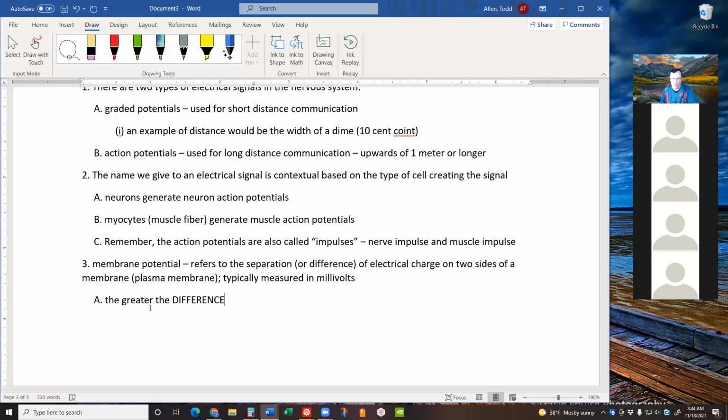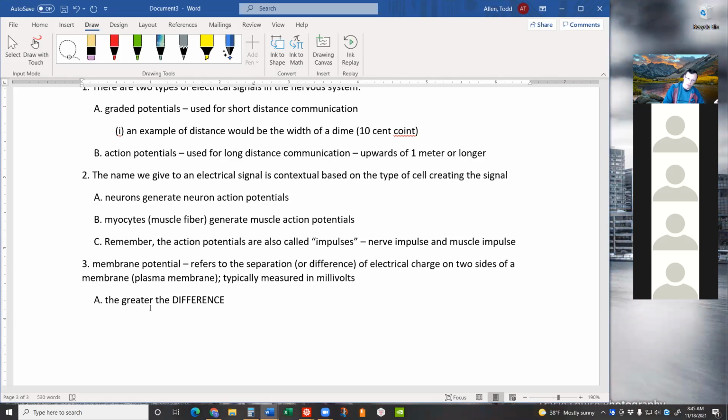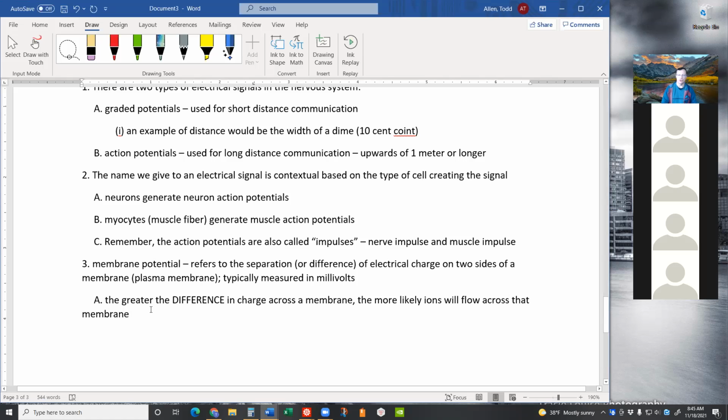The greater the difference in membrane potential, the greater the difference in electrical charge on both sides of the membrane, the more likely ions will flow across that membrane, okay? The greater the difference in charge across the membrane, the more likely ions will flow across that membrane from the area where you have a bunch of charge to the area where you have lesser charge, right?